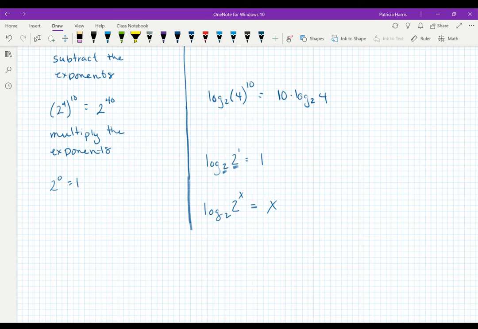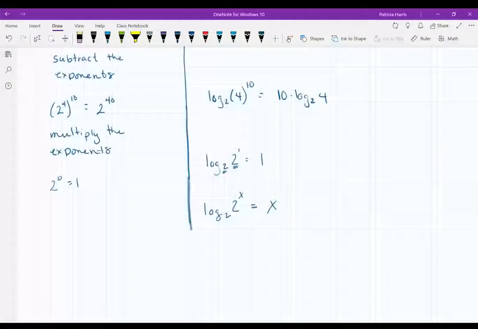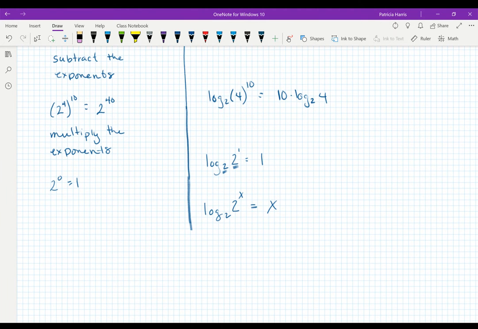A lot of times you will be asked to solve logarithm equations, and we'll do that in a bit. Other times you will be asked to write multiple logs as a single log, or separate out a single log into multiple logs. So we're going to try doing that for a bit, and then we'll talk about graphs.